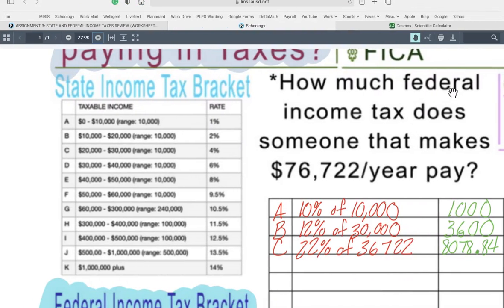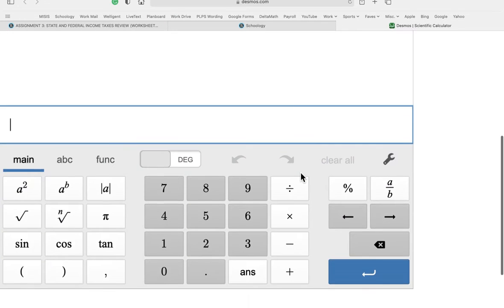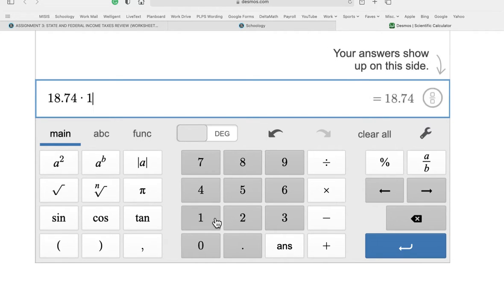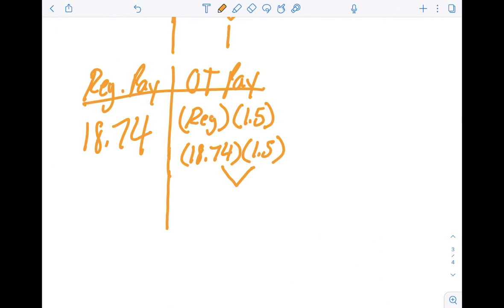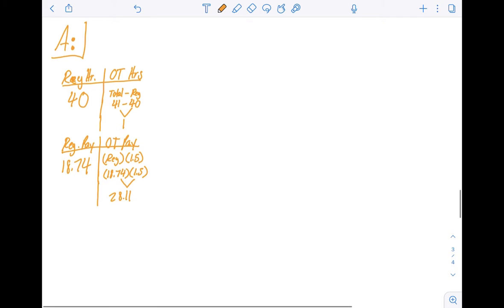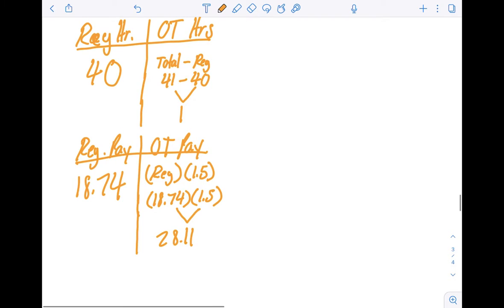So from there, we're going to use our calculator here, right? So we're going to say 1874 times 1.5. We get 28.11. Okay, so 28.11. That's how much he makes for overtime, right? There you go. Look at that.